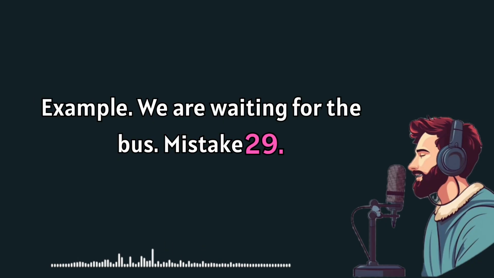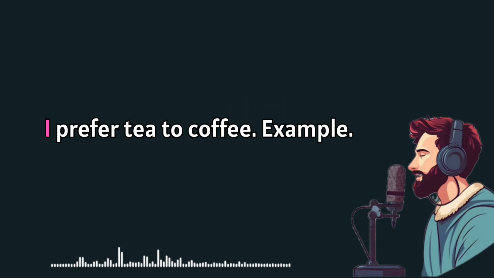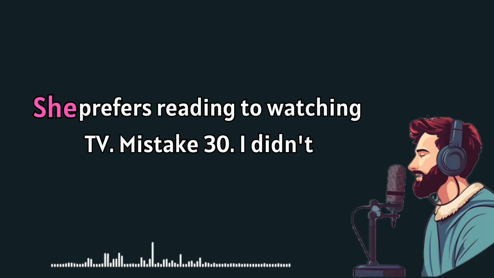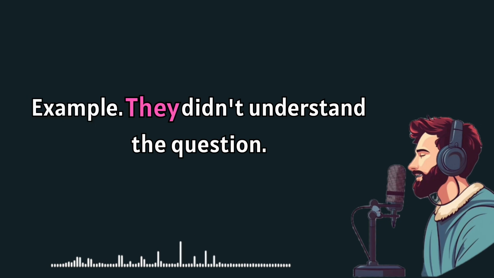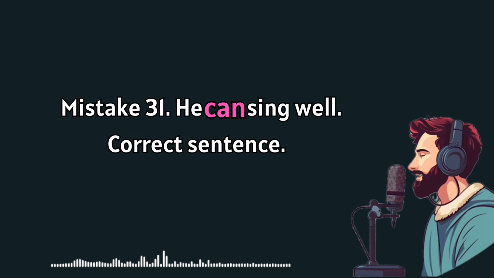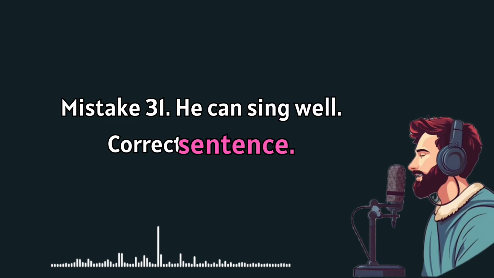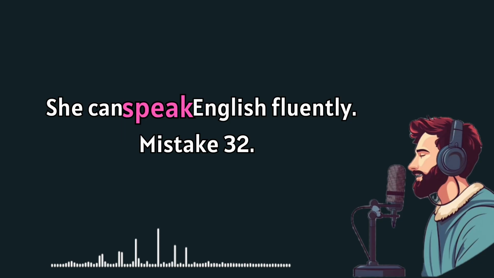Mistake 29. I prefer tea than coffee. Correct sentence. I prefer tea to coffee. Example, she prefers reading to watching TV. Mistake 30. I didn't know that. Correct sentence. I didn't know that. Example, they didn't understand the question. Mistake 31. He can sing well. Correct sentence. He can sing well. Example, she can speak English fluently.